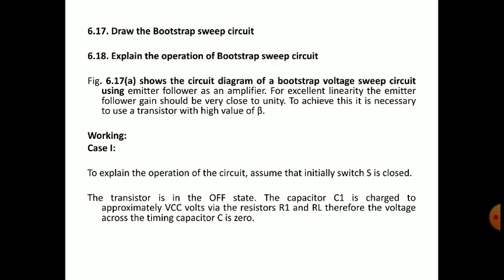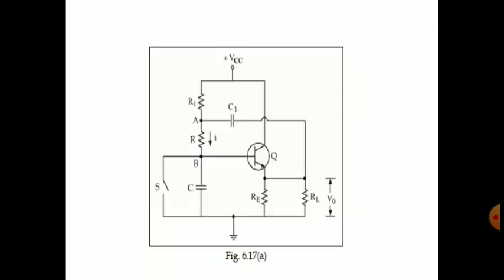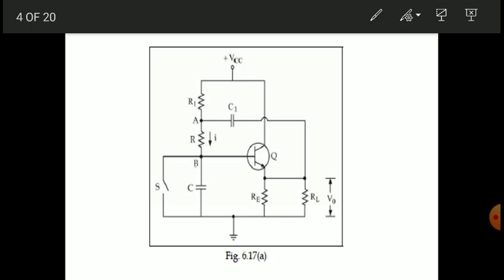via the resistor R1 and RL. Therefore, the voltage across the timing capacitor C is 0. The C1, right? So VCC through R1 and C1, which is connected to RL and through the ground connection. So this will be a closed circuit, from plus VCC, R1, C1, RL to ground.